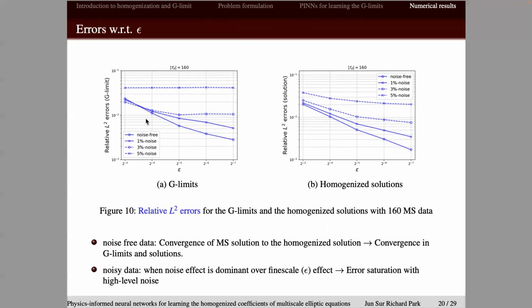Okay, so for now we consistently see that we have this type of convergence with noise-free data, right? Again, this is because our multiscale solution data converges to our homogenized solution as epsilon tends to 0. So that's why we have some advantage with the small epsilons, but even for relatively large epsilon, you can see that we can achieve reasonably good results in terms of the relative L2 errors for both the G limit and the homogenized solution.